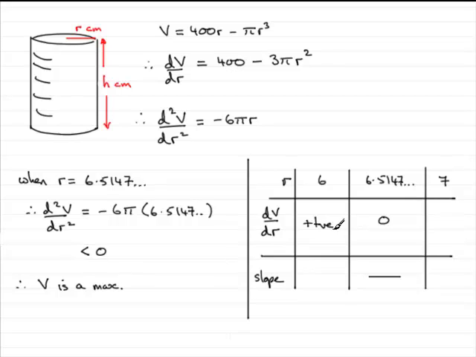And positive means that the slope is going upwards. If you put 7 now through dv dr, what you'll find is that you end up with a negative number. So just write here that you get a negative number, and that means that the slope of the tangent at that point would be downwards. So can you see that our curve would have a maximum? So this is an alternative way of showing this. So you could just again say that therefore v is a max.